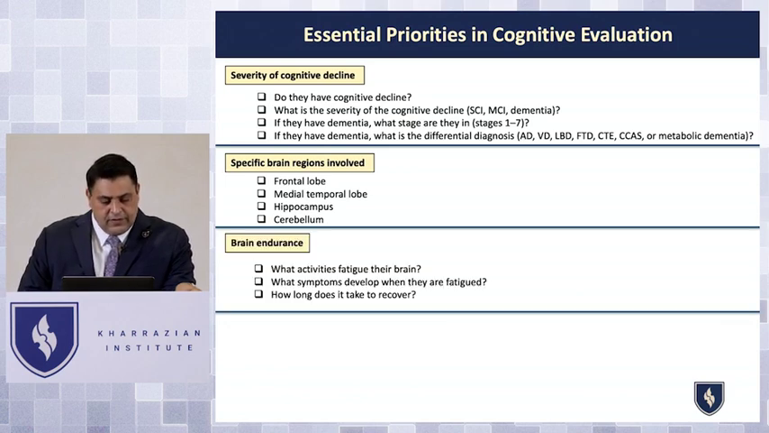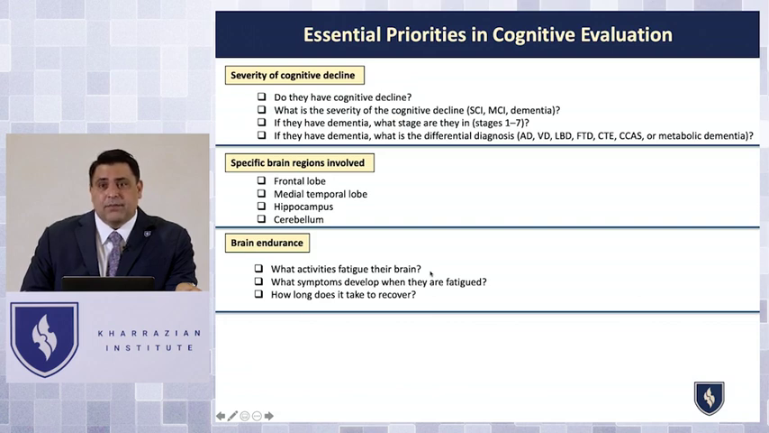And then another key question you have to ask and figure out during your workup is, what activities fatigue the brain? So when people start to get neurodegeneration in the brain, they get mitochondrial uncoupling, they lose mitochondrial biogenesis, and those areas of the brain where those are happening are going to have less endurance. So knowing what activities fatigue the brain, and especially when you know the neurology of the brain regions involved, will give you a clue of what's happening with them. And then what symptoms develop when they are fatigued.